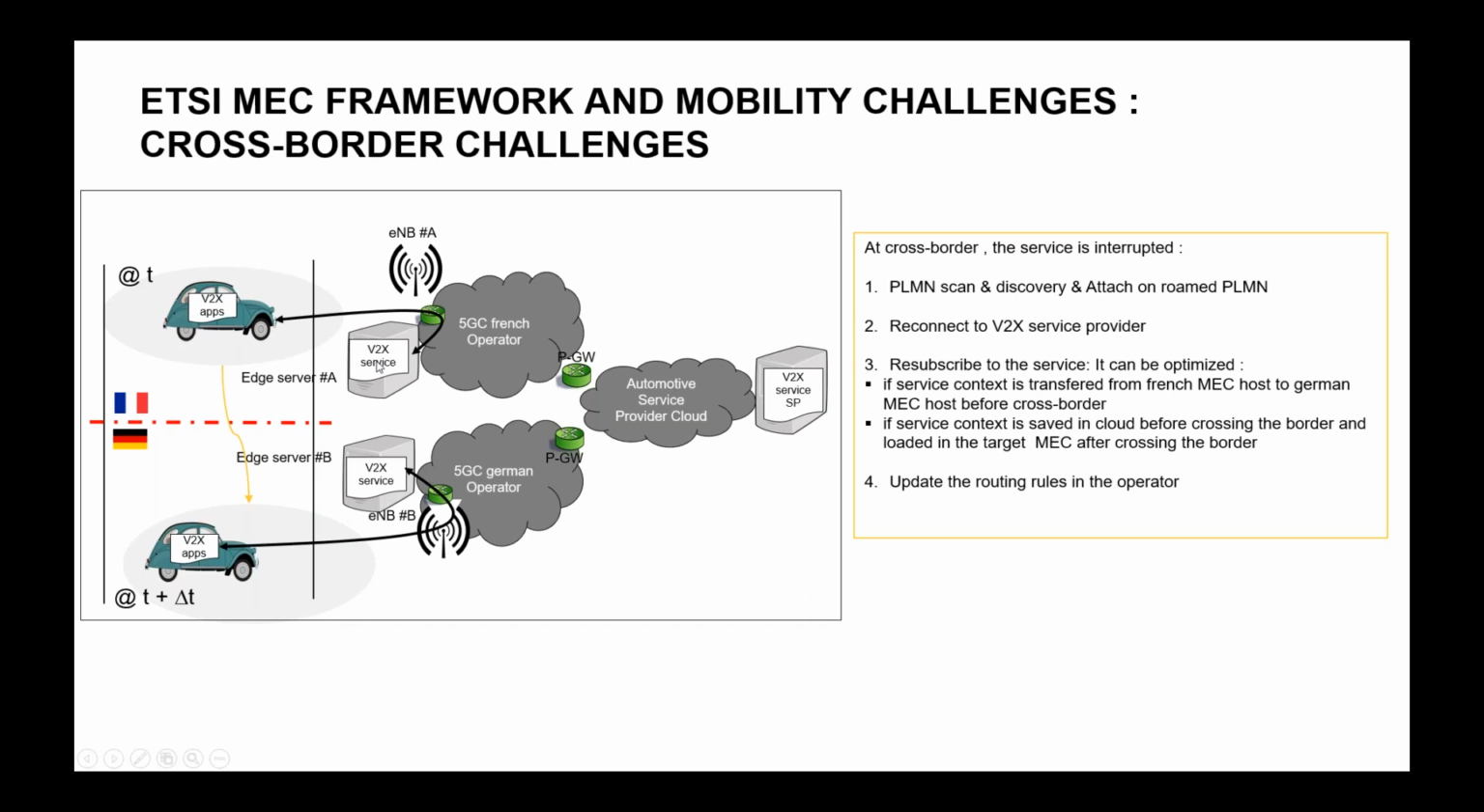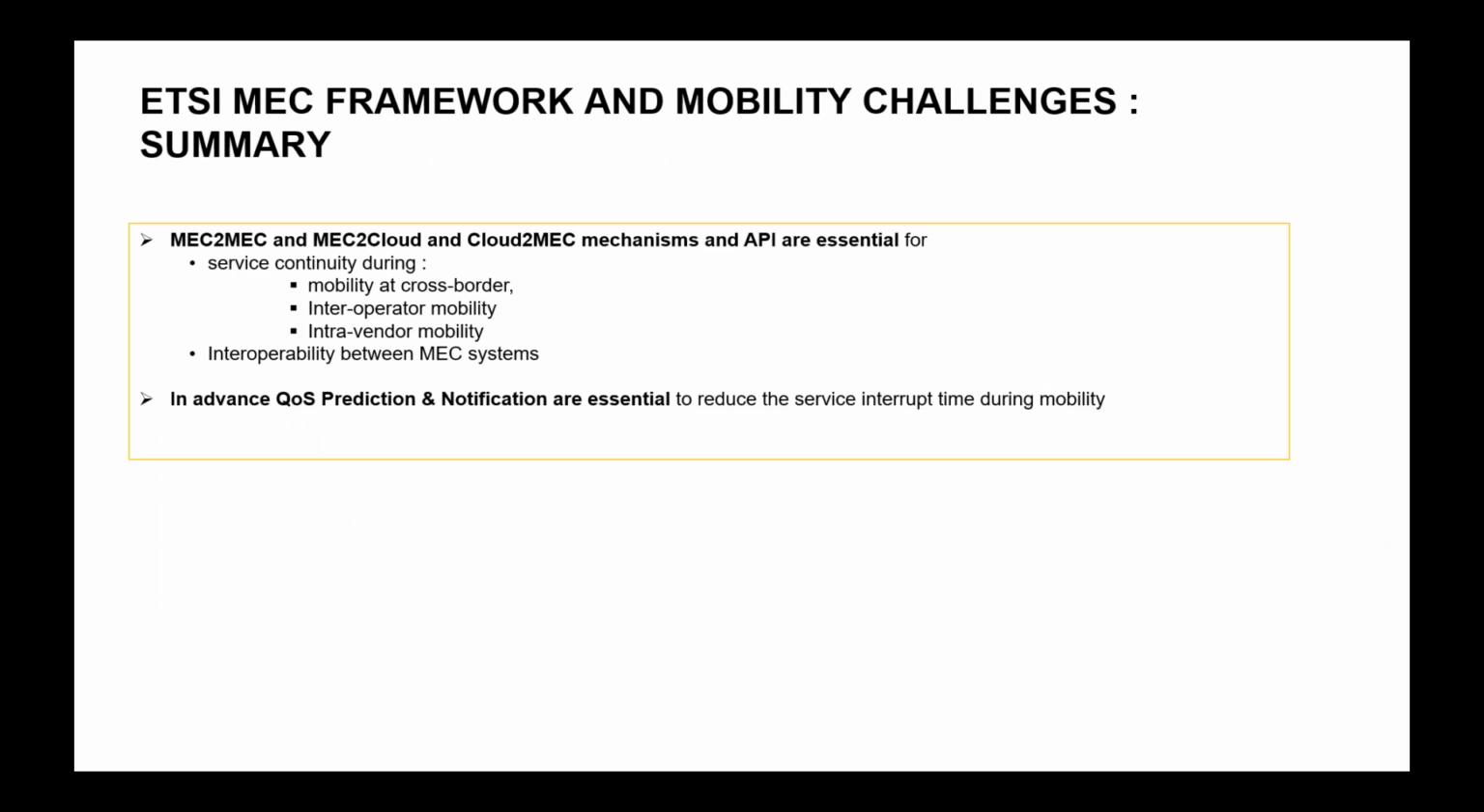Alternatively, it will be helpful if the context of your application is saved before the cross-border into the cloud and downloaded back to the German target MEC just after the cross-border. So if I summarize, today we have the foundation, which is a 5G core and the ETSI MEC framework, but there are still some mechanisms that need to be defined, especially MEC to MEC, MEC to cloud, cloud to MEC mechanisms to establish fast and efficient tunnels. The APIs are not standardized yet.